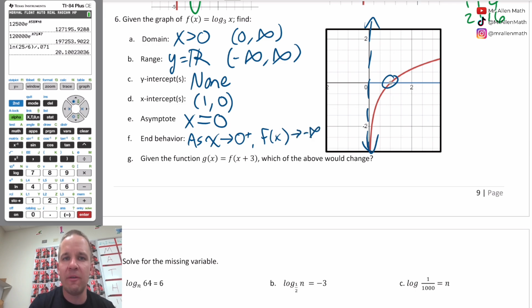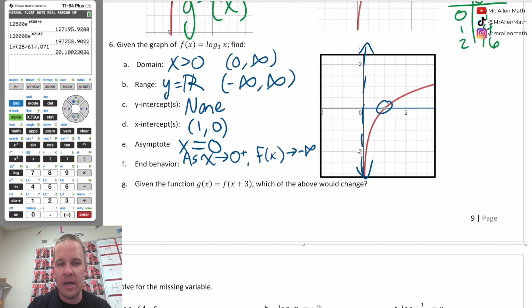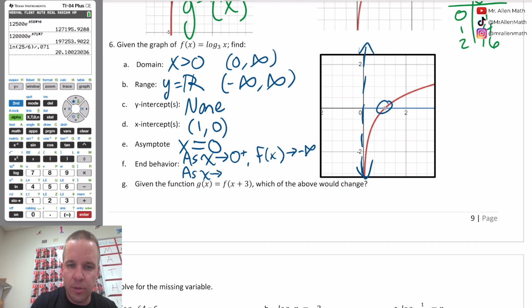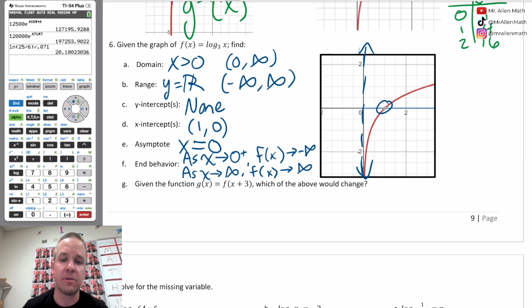Okay, I'm not leaving myself much room. All right, now, got a little more room. As x approaches positive infinity, what's it doing? It's going up as it goes to the right. Then we have f of x going to positive infinity. Yay. All right, last thing. Given the function g of x equals f of x plus 3, which of the above would change?